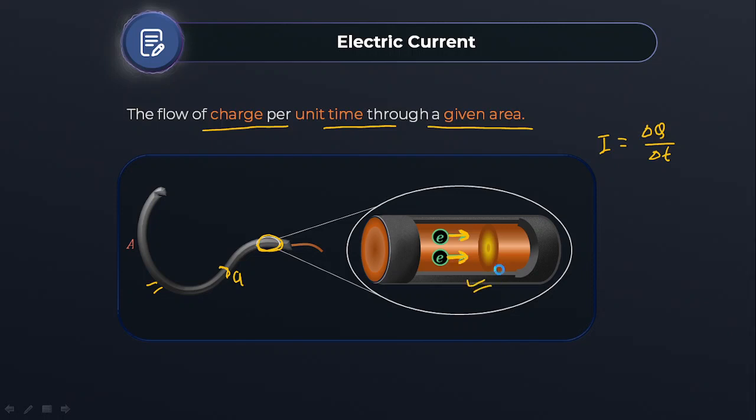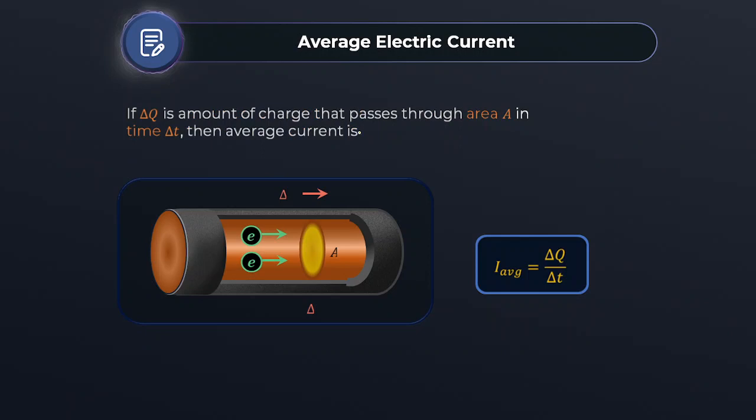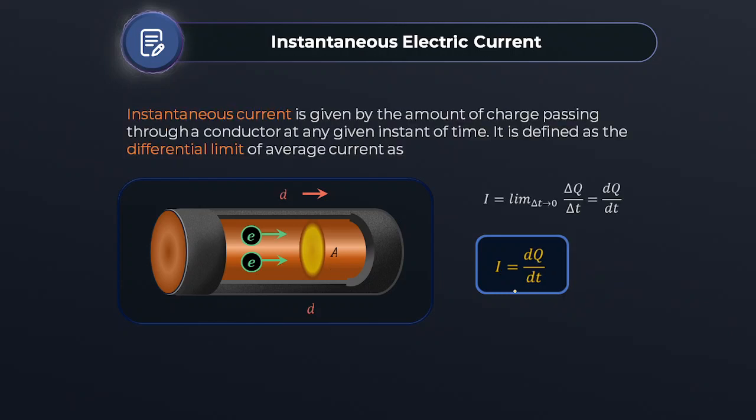Simple. So if delta q amount of charge passes through an area A, we consider one wire having length L and area of cross section A. Delta q is the amount of charge that passes through area A in time delta t. Then average current, I average, equals the total charge flown in that time gap divided by delta t. So I average equals delta q by delta t.